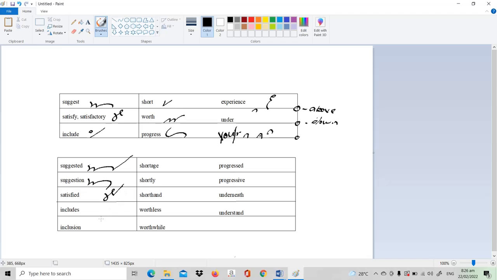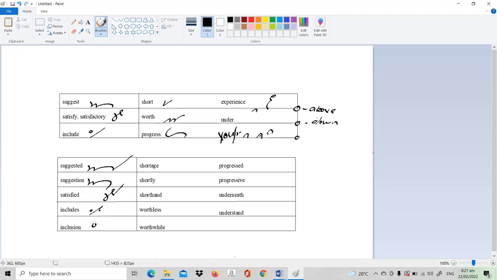Okay. Next, includes. So, yung include natin is include, and then we add S to make it includes. Ulitin natin. Includes, ayan. Ulit. Includes.